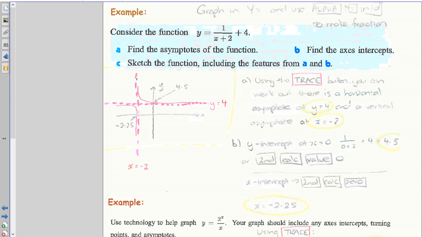So rather than erase as I go, I've got these written up already, and I'll just talk you through them. So here's an example. Consider the function, weird functions we're dealing with now: y equals 1 over x plus 2, plus 4. a) Find the asymptotes of the function. b) Find any axes intercepts, like x or y intercepts. c) Sketch the function including the features from a and b.